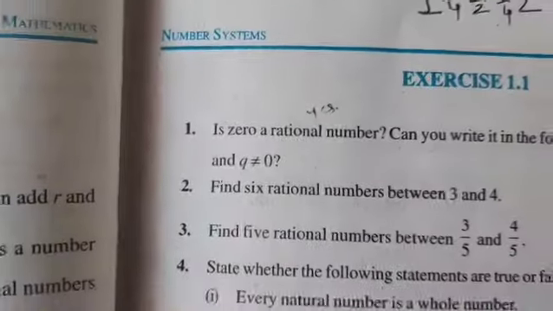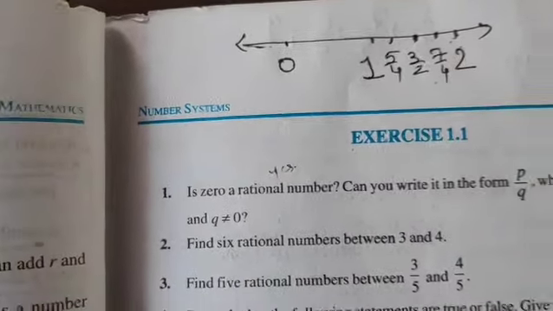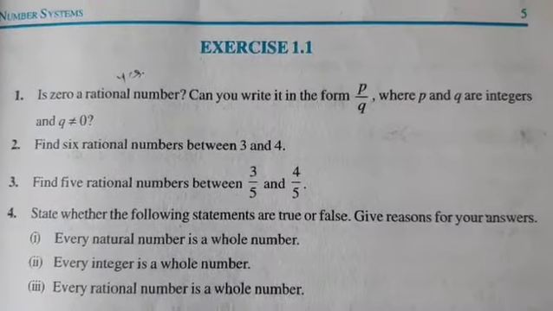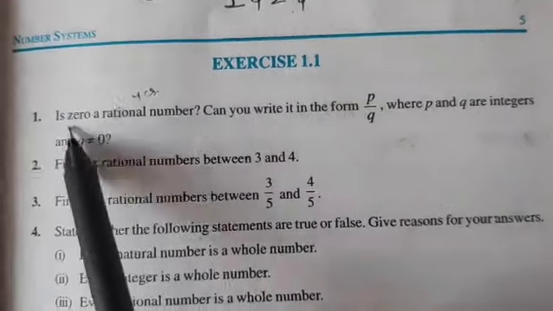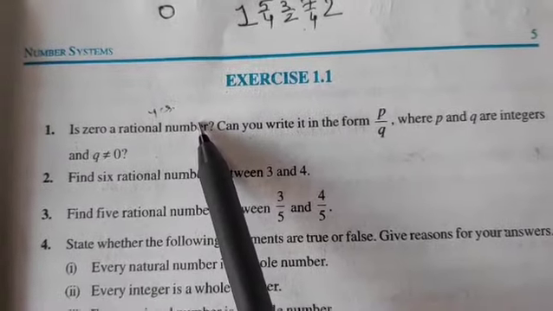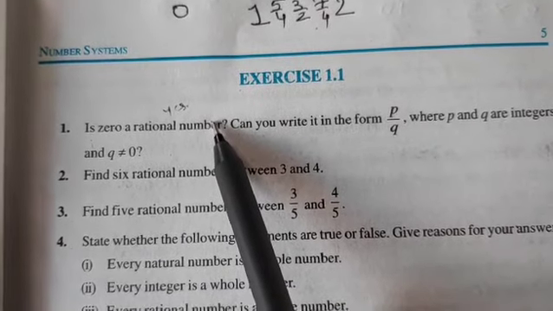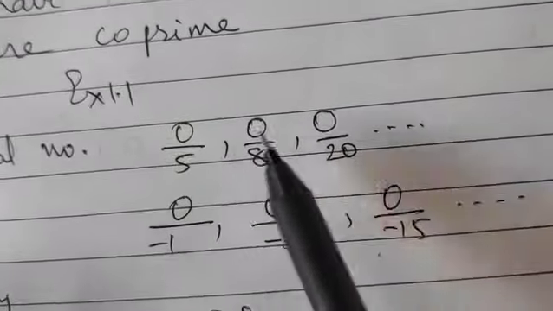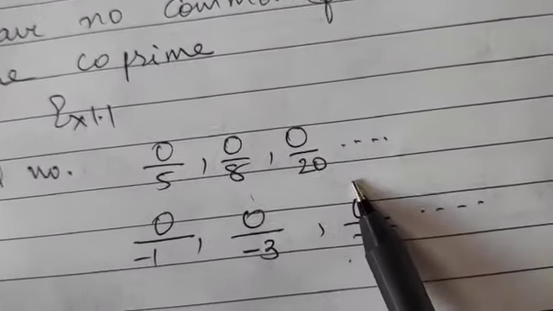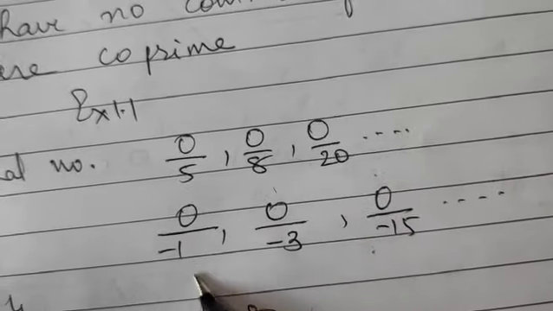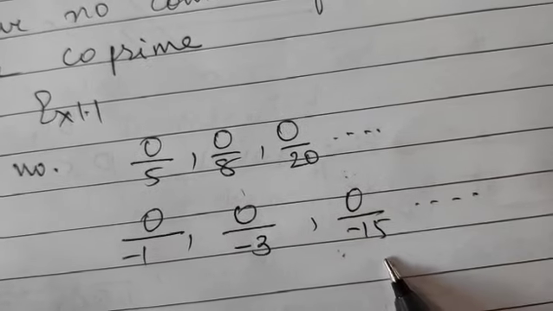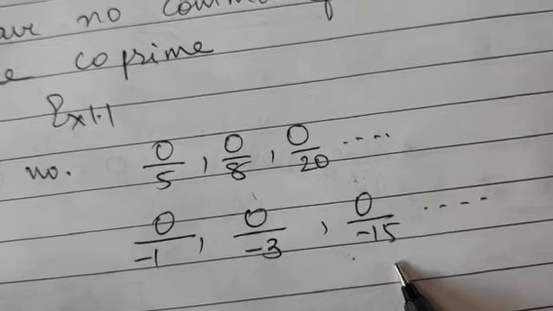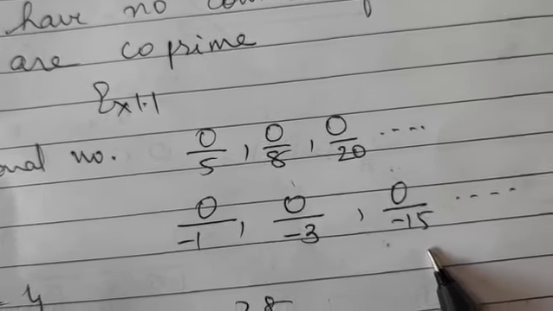So, a similar sum you are having in the exercise. Exercise 1.1, what is given to you? In exercise 1.1 the first question is: is 0 a rational number? What do you think? Yes, 0 is a rational number. Why? Because you can express it as 0 upon 5, 0 upon 8, 0 upon 20, still it would be 0. 0 upon -1, 0 upon -3, 0 upon -15, still it is 0. So 0 is a rational number.